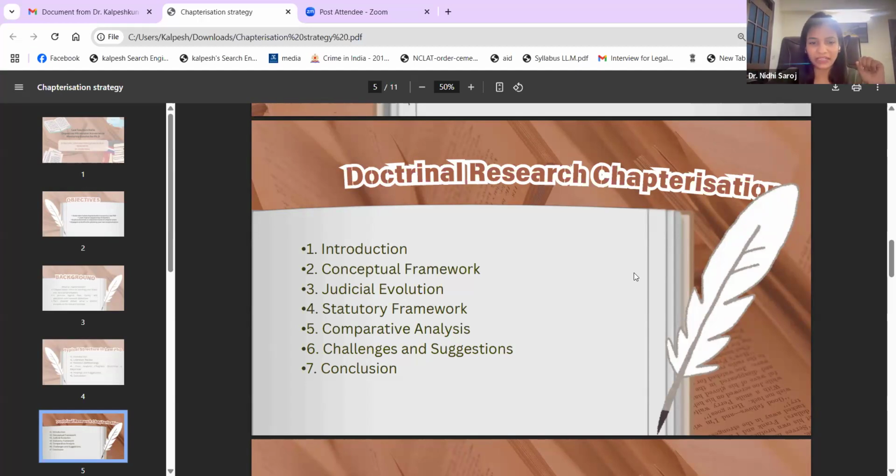Somebody has asked the difference between point 5 and point 6. Point 5 deals with comparative analysis, whereby we are referring to some other jurisdiction. Point 6 talks about challenges and suggestions. It's just like discussion and findings. And then you are highlighting that these are the challenges and these are the suggestions that are being made.